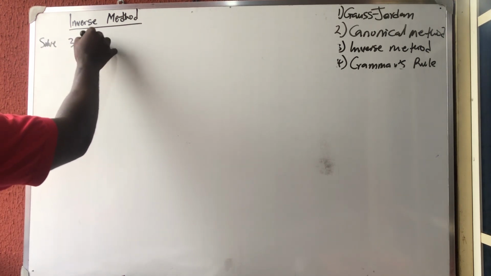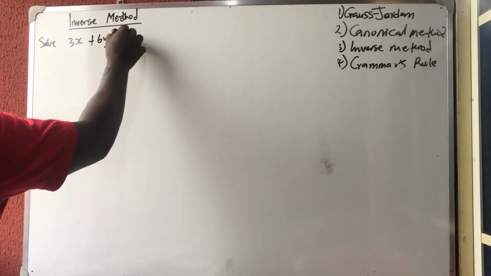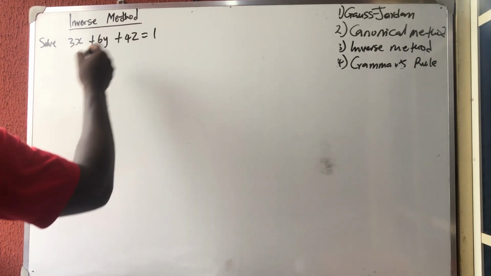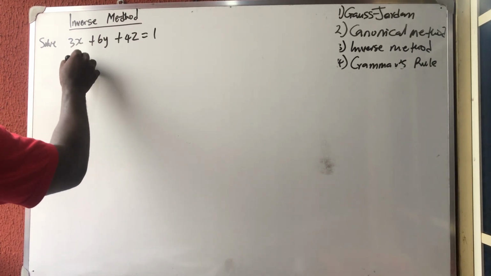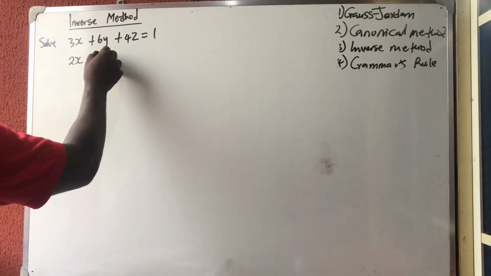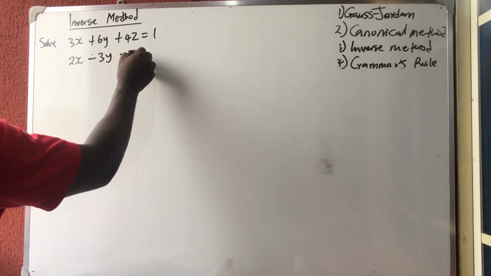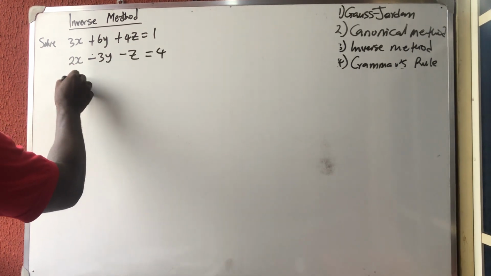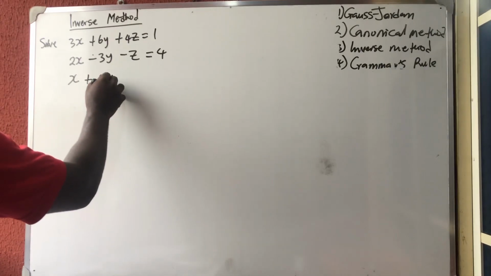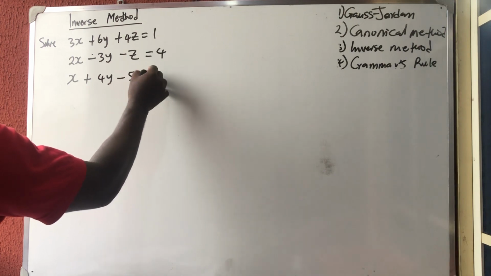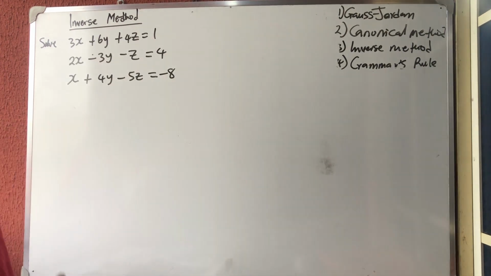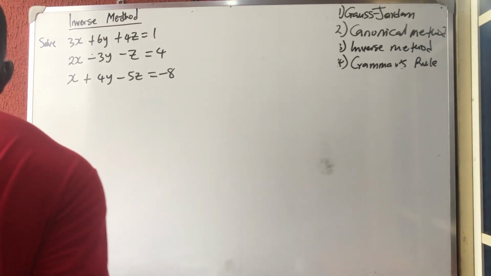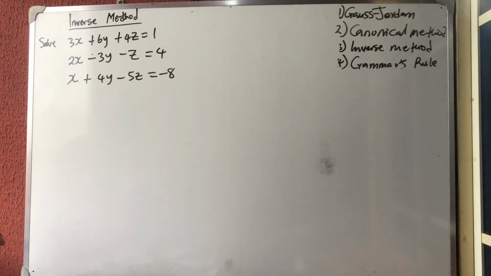3x plus 6y plus 4z is equal to 1, and 2x minus 3y minus z is equal to 4, and x plus 4y minus 5z is equal to minus 8. Okay, so let us do this. Very, very simple. What we need is what? A, then the inverse of A.